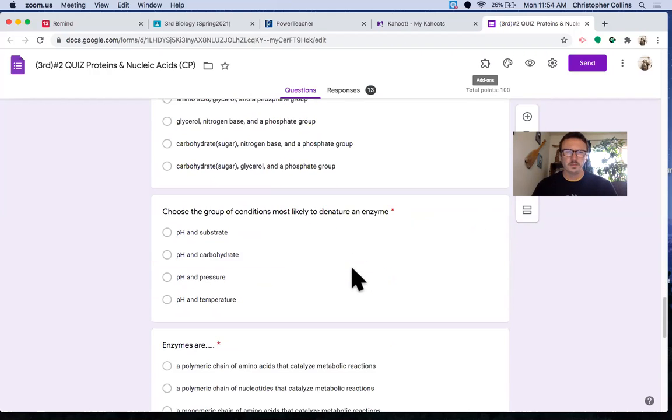Okay. Choose the group of conditions most likely to denature an enzyme. And this word denature right here is just another word for to destroy or to melt.